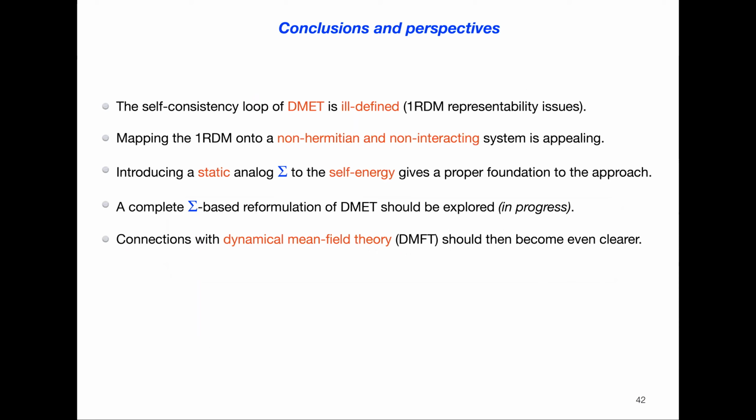Just to conclude, as you could see, DMET by construction is ill-defined. I mean, the self-consistency loop is ill-defined because you're trying to map things that cannot be mapped, and deviation from idempotency is a big problem. One possibility to overcome this problem, which was my suggestion, would be to use a non-interacting but non-Hermitian Hamiltonian. And you can rationalize this by introducing a static version of the self-energy, which is a new flavor of formulation of density matrix functional theory.